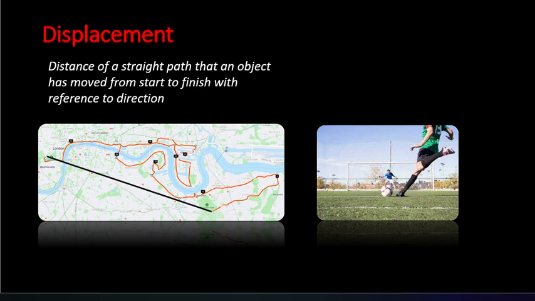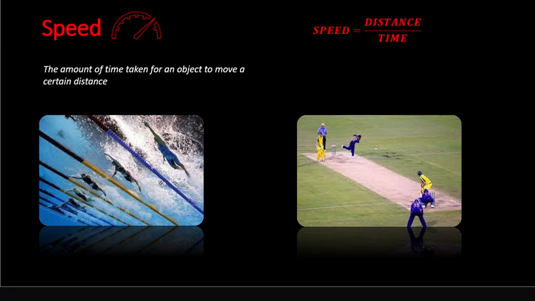So moving on to speed. Speed is the amount of time taken for an object to move a certain distance, therefore referencing the equation, which is speed equals distance over time. It's usually measured using meters per second or kilometers per hour. Speed is a scalar quantity because it has no regard to direction and therefore making it a scalar.